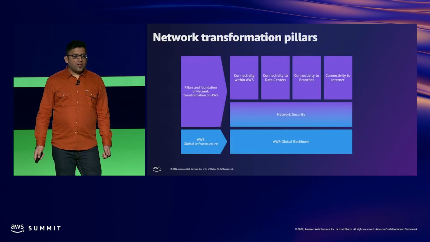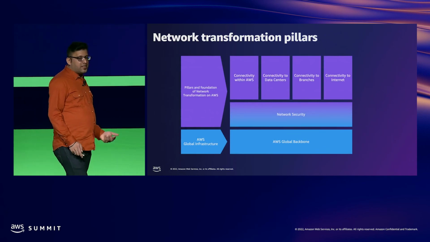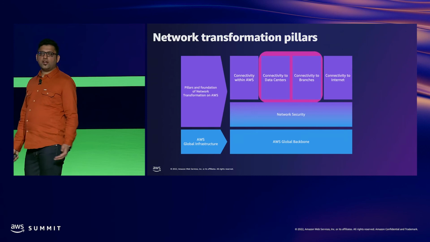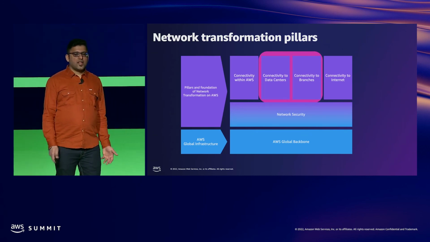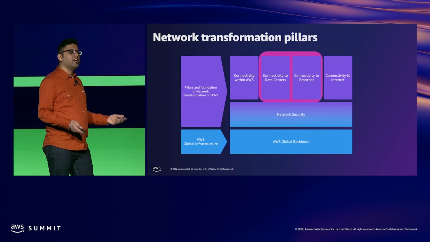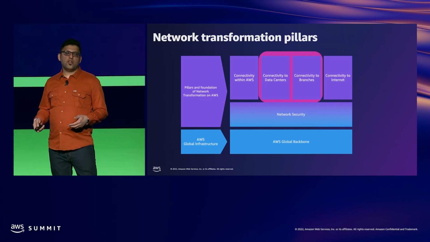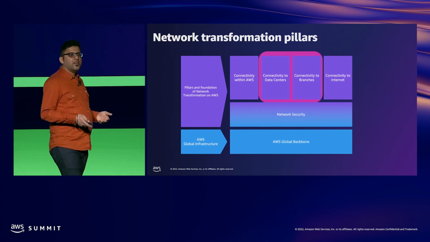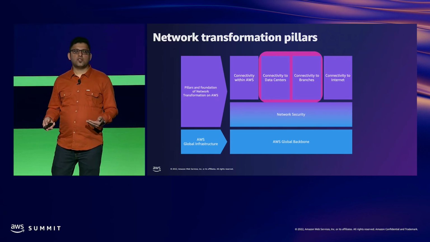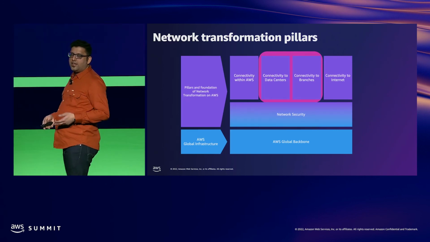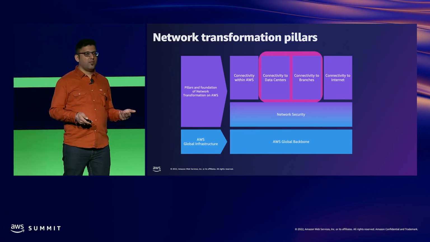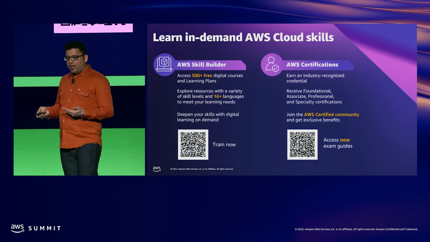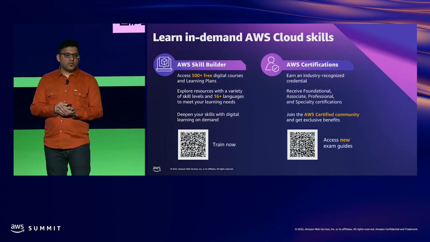So far we talked about the various pillars of the network transformation, and we have touched mainly on connectivity to your data centers as well as connectivity to your branches, and I briefly touched upon connectivity within AWS using Cloud WAN. We discussed various connectivity options that are available to you in each of these to connect your data centers, your branches, and your remote users to AWS using the best practices. And that brings us to the end of this session.